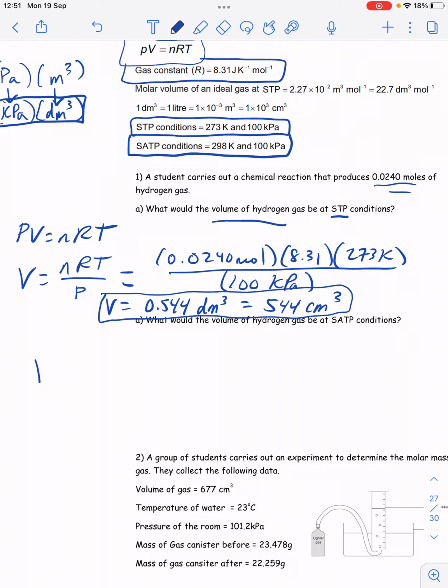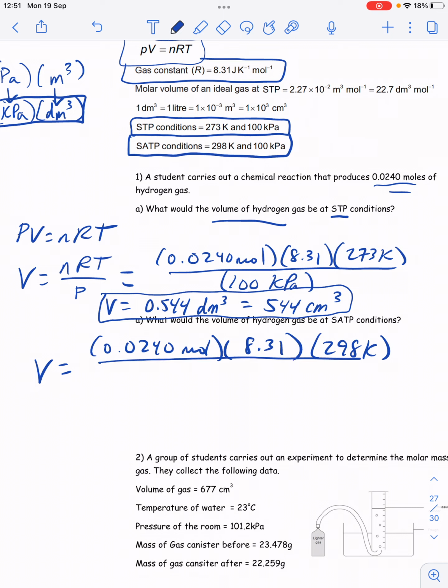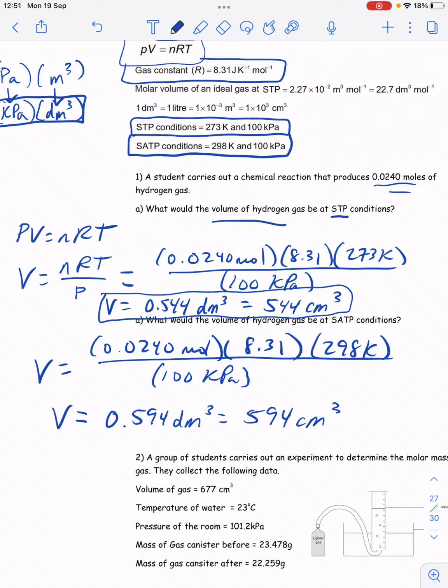So we plug in again, and we get the same moles as in the first question, the same gas constant, the 298 Kelvin instead of the 273, and 100 as the pressure. And you plug it into your calculator, and you get out 0.594. So 594 centimeters cubed.